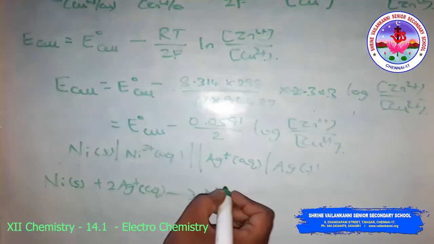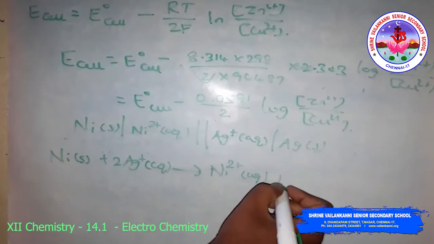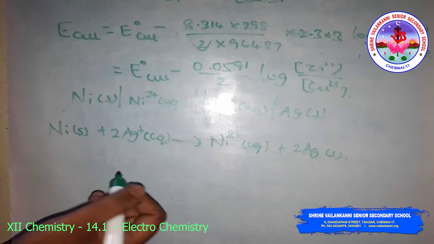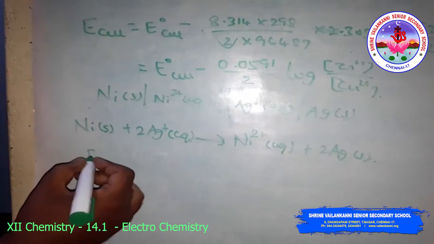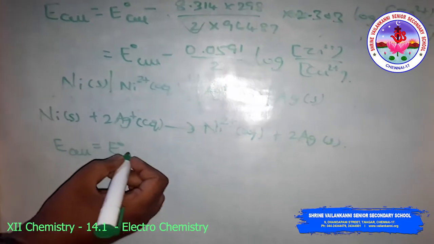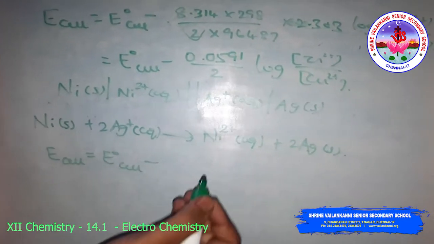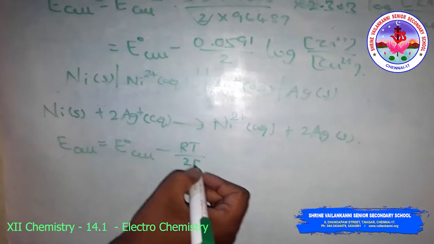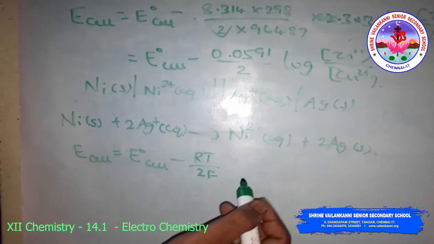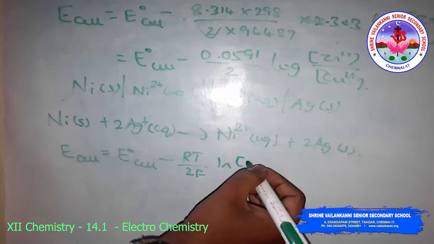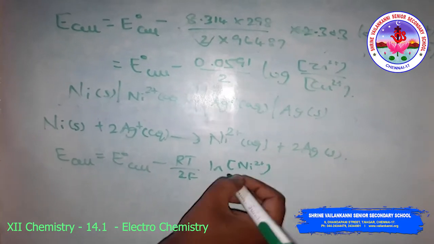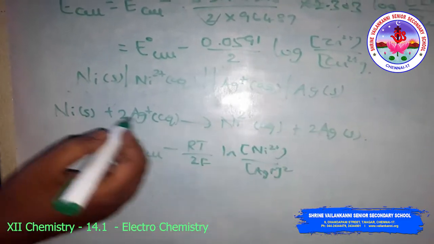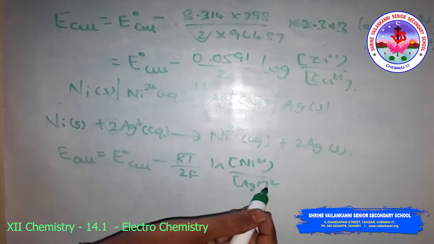The cell reaction can be like this, then 2Ag solid. So we can write the Nernst equation as E cell is equal to E naught cell minus RT divided by 2F, because here also 2 electrons are transferred, ln [Ni2+] divided by [Ag+] to the whole square, because of the stoichiometric coefficient raised to the power.